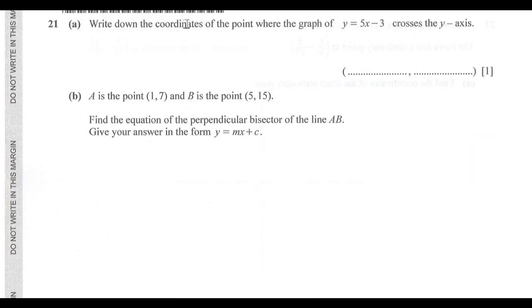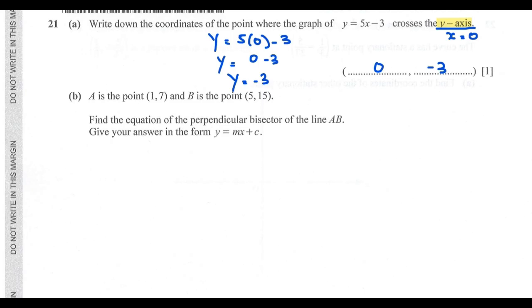Now question number 21: write down the coordinates of the point where the graph y equals 5x minus 3 crosses the y-axis. Crossing or lying on the y-axis means the x coordinate is 0. So the question is asking you to calculate the value of y when x is 0. So y equals 5 times 0 minus 3. Then it would be 0 minus 3. That means y equals negative 3. So when x is 0, y is negative 3.